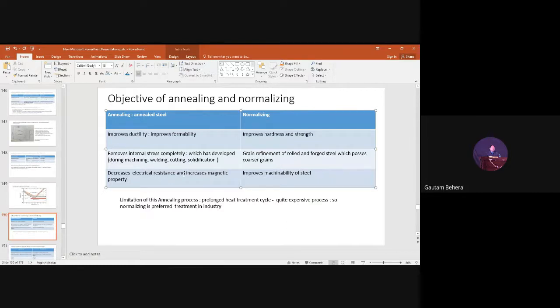So that's why you can call an annealed steel more ductile, less hard, less strong, less tough. It has good electrical property, good magnetic property, and very low internal stresses, right? So similarly, normalizing: what is the objective of normalizing? To improve hardness and strength. Can anybody tell me why hardness and strength will improve in normalizing?